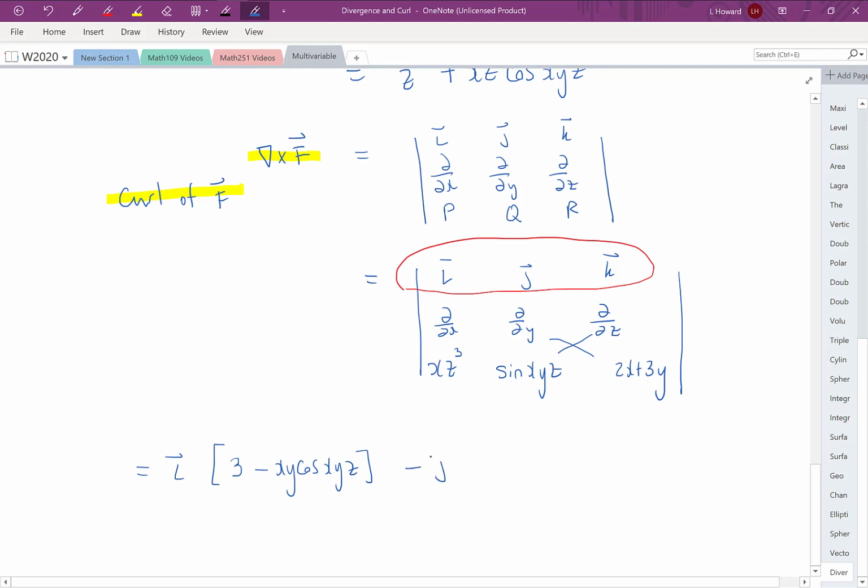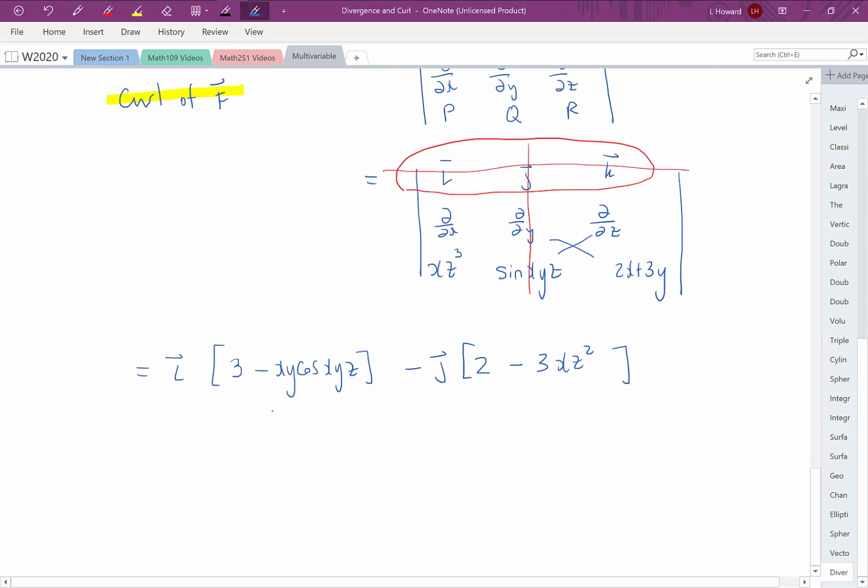Then we're going to go minus j. Well, I can imagine crossing out the column and the row that have the j in it. So now delta by delta x is going to act on the 2x plus 3y to give us 2. And then we're going to go minus delta by delta z is going to act on the xz cubed to give us 3xz squared. And then finally, we're going to go plus k times.